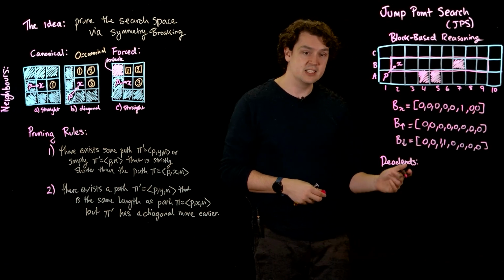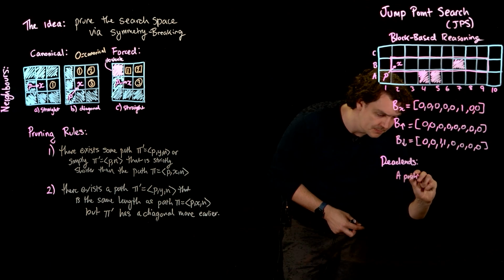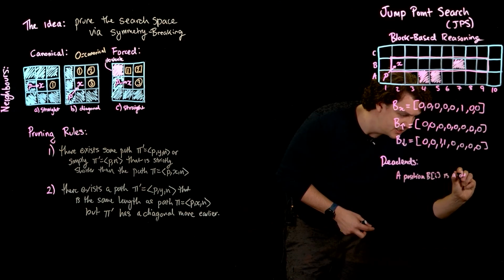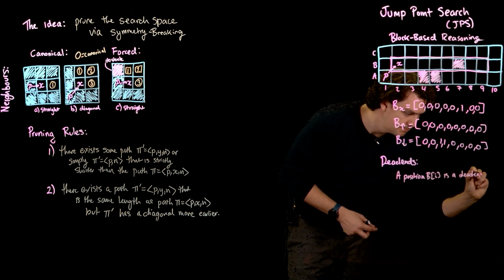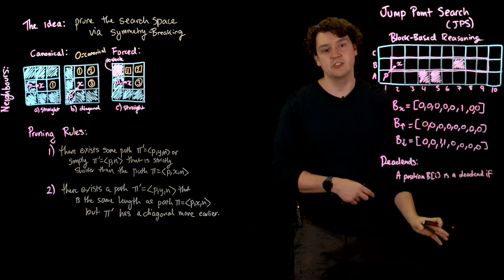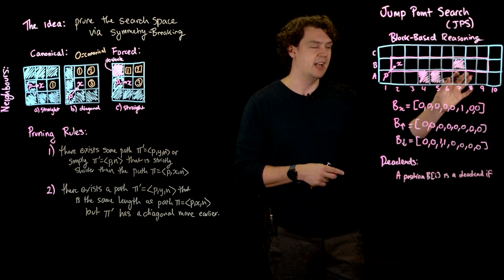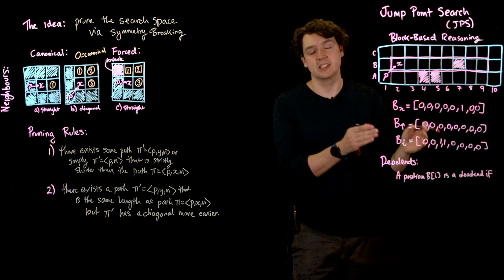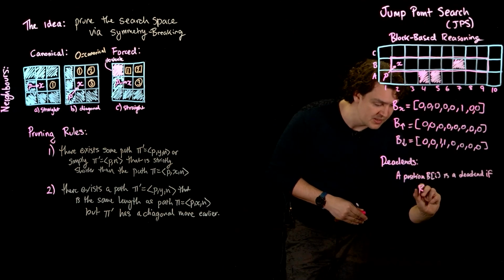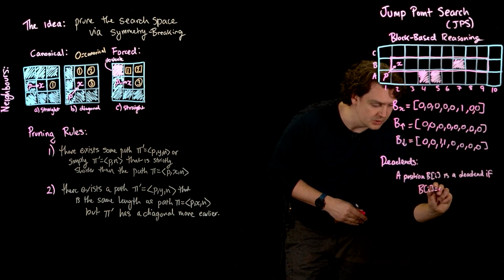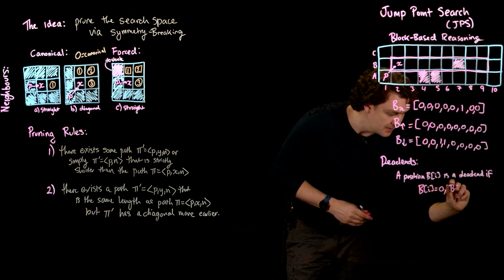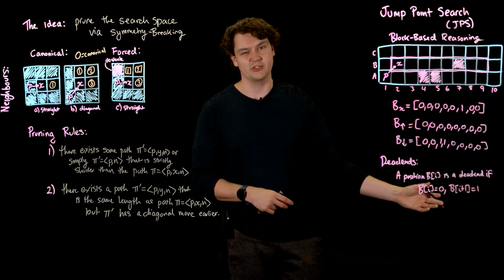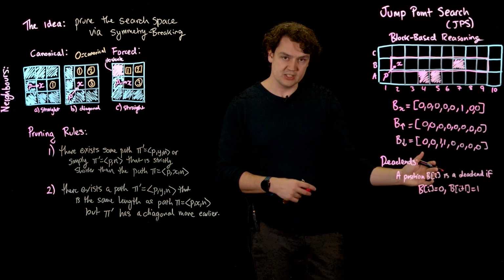So in terms of dead ends, a position BI is a dead end if, essentially, we're looking for an area where it was free and then it is no longer free, the immediate bit afterwards. So if BI was free, but BI plus 1 is not. Okay, so that's extremely simple. Dead ends are extremely easy to find.